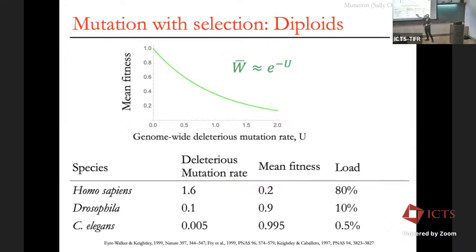Mike, what's the latest deleterious mutation rate for the human genome? 2.1. Okay, even worse. So if you plug that in, that means the mean fitness, we should be really like dead, walking around with a lot of deleterious mutations. But we're not all dead. We're actually mainly fine.